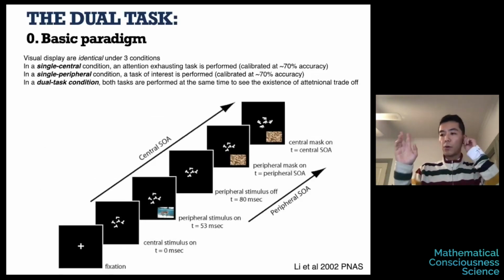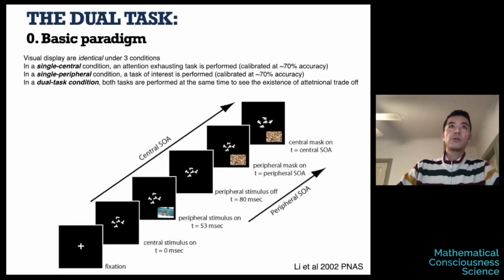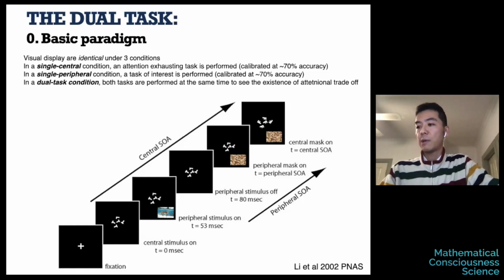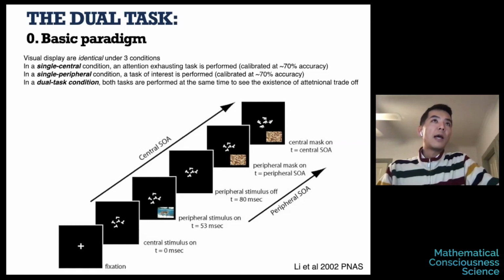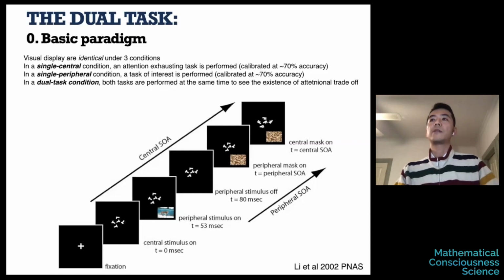Throughout this talk, I'll use this dual task paradigm. The dual task paradigm consists of three experimental conditions. One is a single central task condition, where subjects are performing only the central task, which is demanding and presumably exhausts all the attentional resources at the center. The second condition is the single peripheral condition, where people try to do the task at the periphery as best as possible without moving their eyes. In fact, the stimulus is so short that moving eyes is counterproductive.